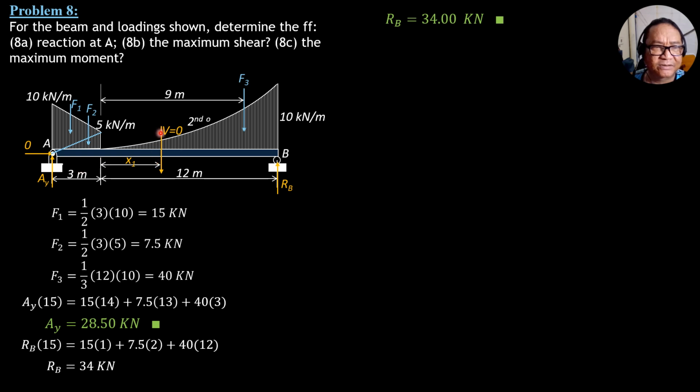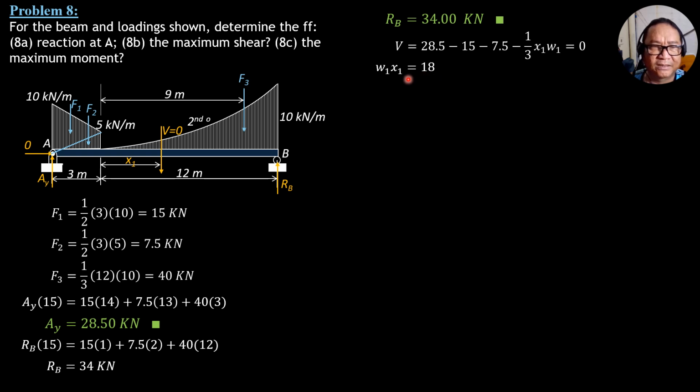So shear is 0, so setting up the shear equation, AY 28.5 minus 15 minus 7.5 minus 1/3 of x1 times, I'll call this W1 at this. And here, I'm not showing it here, but because you're listening, that is W1. So setting up W1 X1, it is equal to 18. So let's just put that equation.